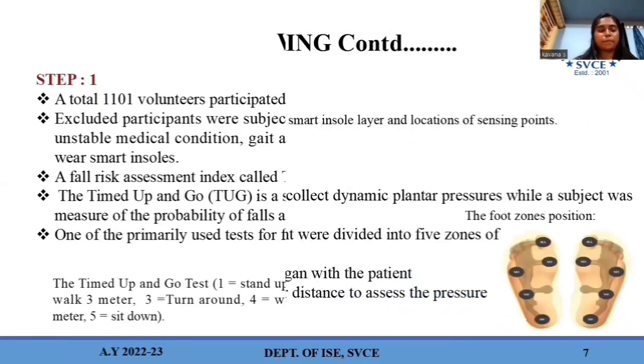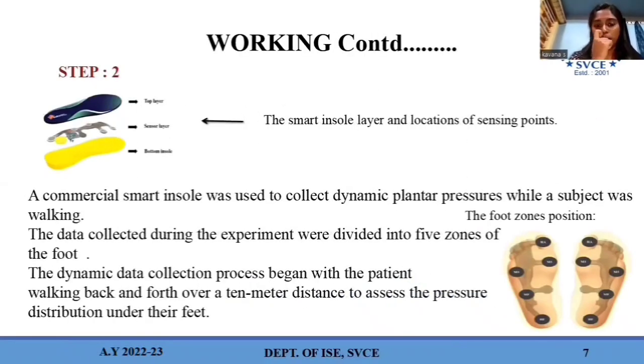So the next is step 2. Step 2 is the smart insole, also called Surosole. Here, a commercial smart insole was used to collect dynamic plantar pressures while a subject was walking. The diagram here represents the foot zone positions. The data collected during the experiment were divided into 5 zones of the foot. The 5 zones are HA, the big toe, that is hallux; M1, the medial forefoot; M5, the lateral forefoot; MF, the midfoot; and HF, the heel.